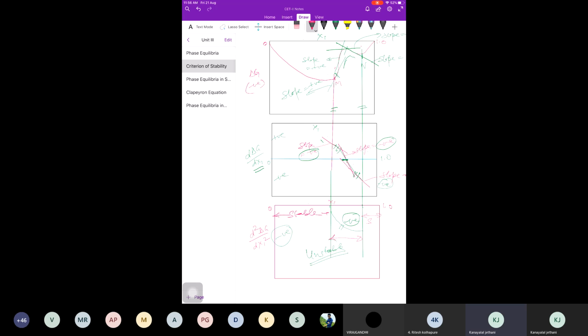So in the region where it is convex upwards, it is unstable. And here d square delta g by dx1 square is negative. And that's what we said is the condition of instability. ठीक है, समझ में आया? Is this understood?